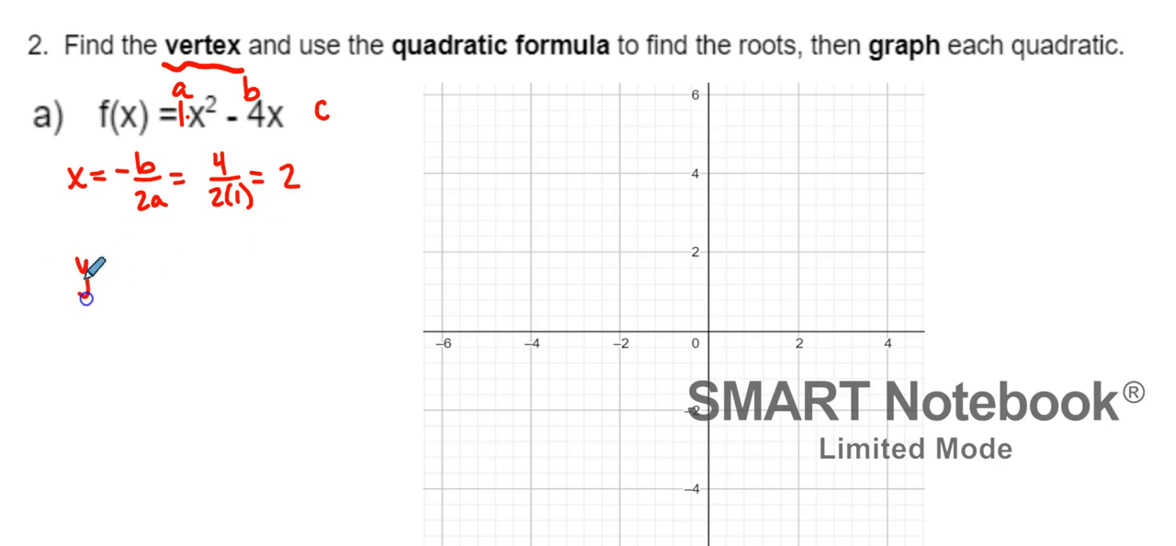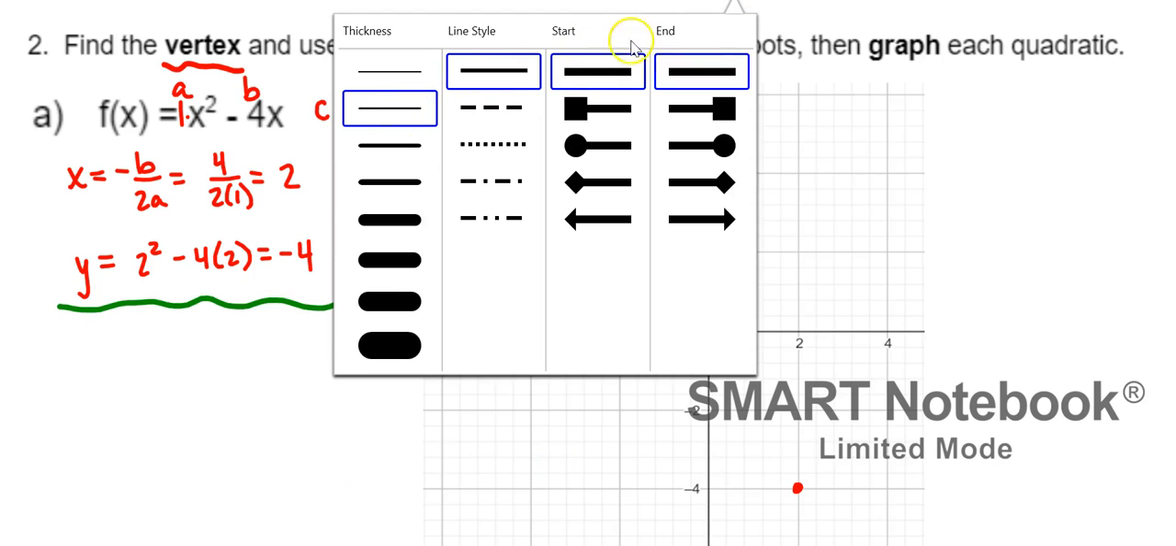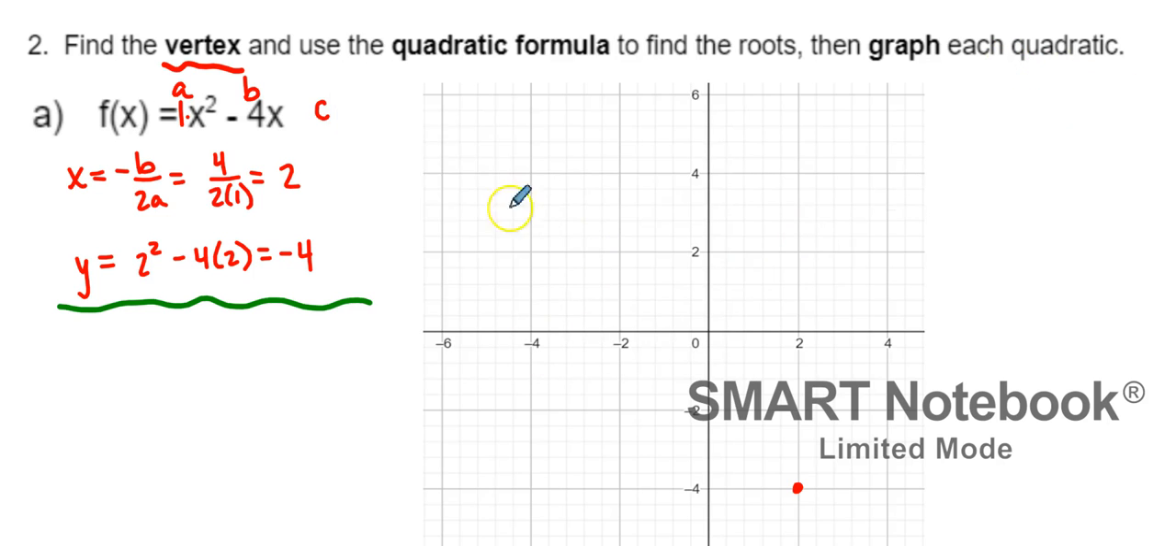So we need to go find the y-coordinate of the vertex. Take this number and plug it in wherever I see an x. I get 2 squared minus 4 times 2. So that's 4 minus 8 equals a negative 4. So my vertex is going to be at 2, negative 4. There's my vertex.